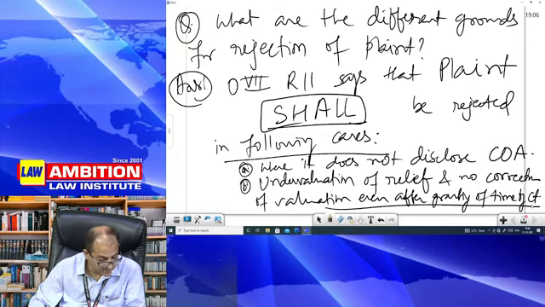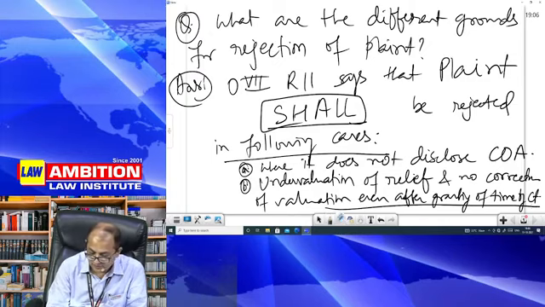Written upon paper insufficiently stamped, so you are not paying the proper revenue to the court or revenue to the system.